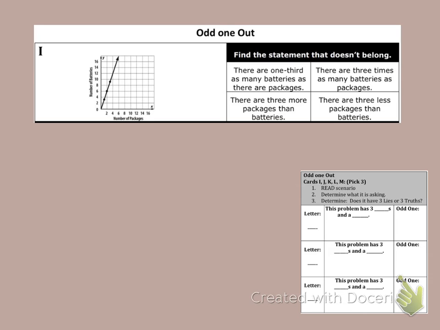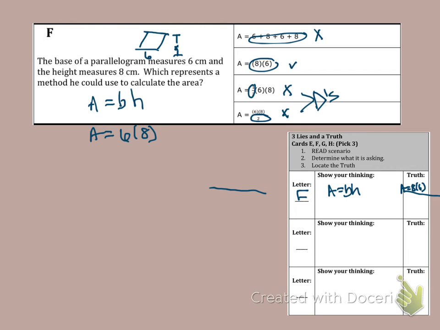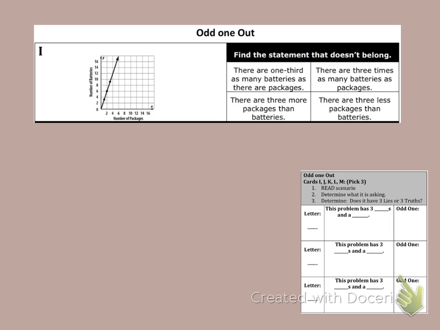Next one is odd one out. So you have 2 more to do. You're going to pick between E, F, G, and H on these 3 lies and a truth. Okay. Then we're going to go to odd one out. So this one, we don't know if there's 3 lies and we don't know if there's 3 truths. We have to determine that. If you look at your answer choices, there are 1, 2, 3, 4, 5, but you only have to pick 3. Okay. So odd one out. Find the statement that doesn't belong.